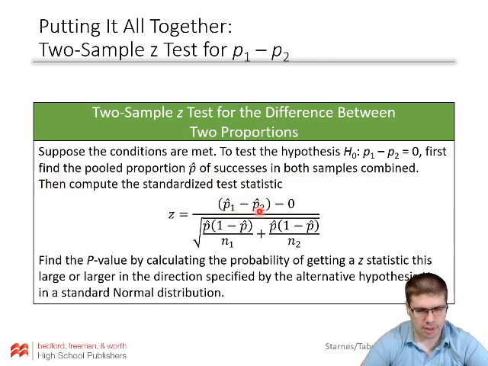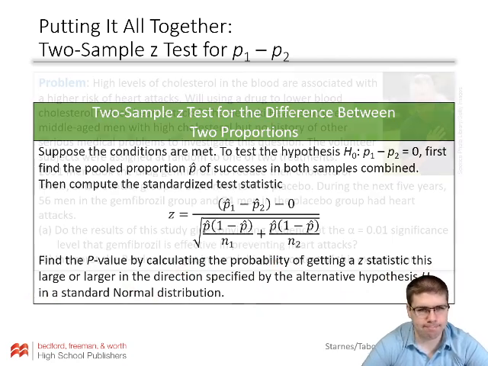P hat 1 minus P hat 2, minus 0, all over, and then we have our pooled proportion in there. Remember, that looks a little different on your formula sheet where they've factored out P hat 1 minus P hat 2, and so it's out front, and then they have 1 over N1 plus 1 over N2. Find the p-value by calculating the probability of getting a z statistic this large or larger in the direction specified by the alternative hypothesis in the standard normal distribution. So it could be a greater than or less than.